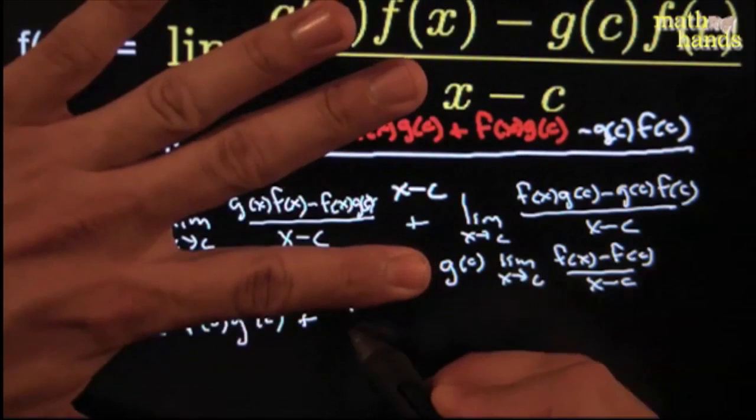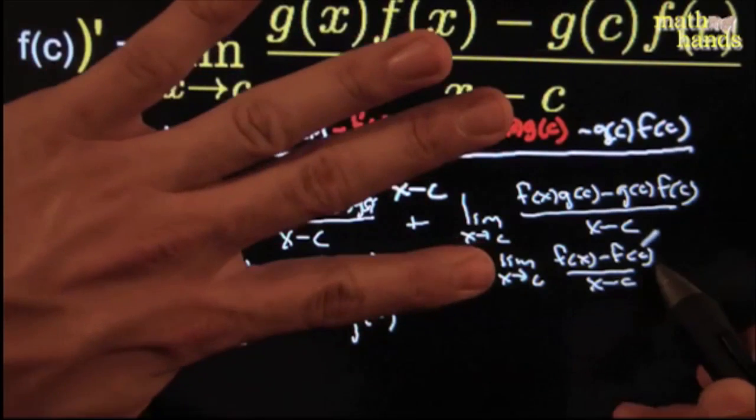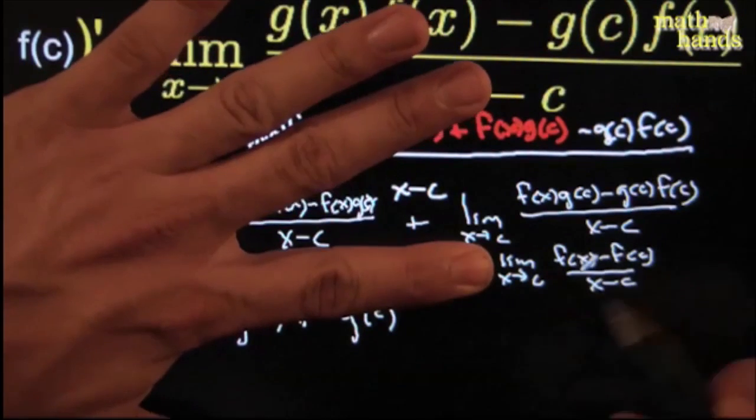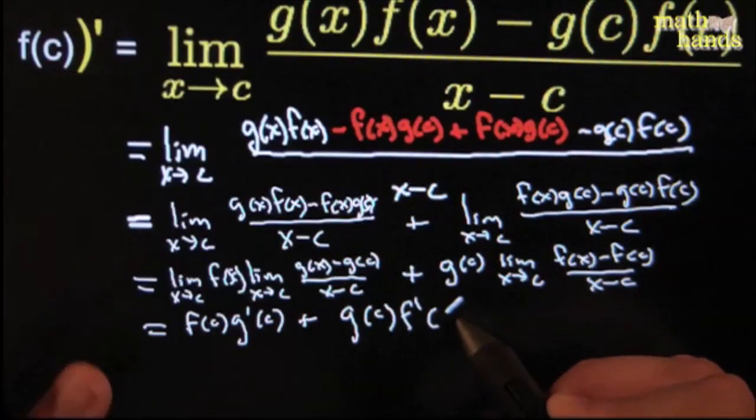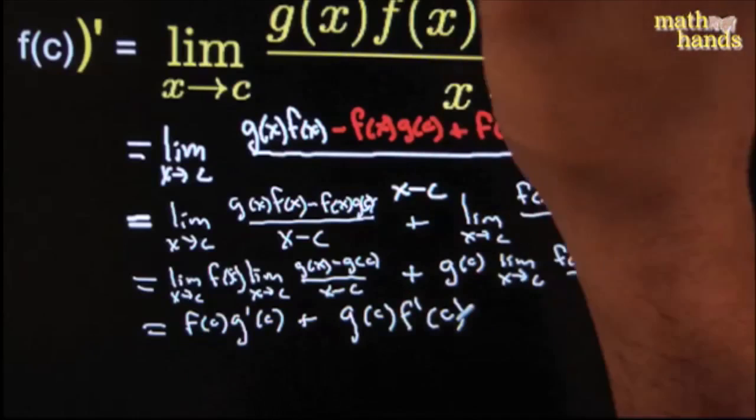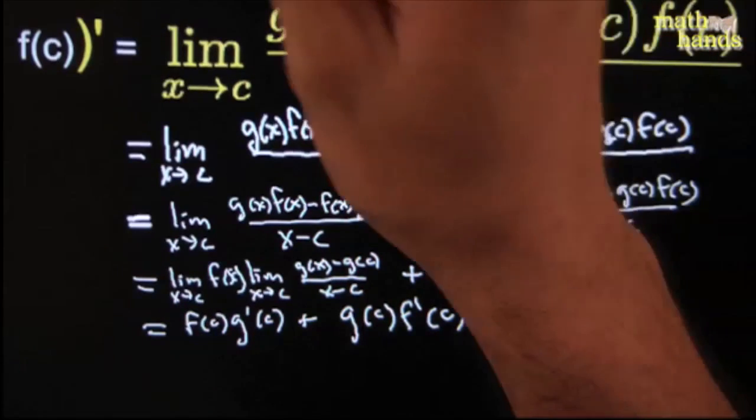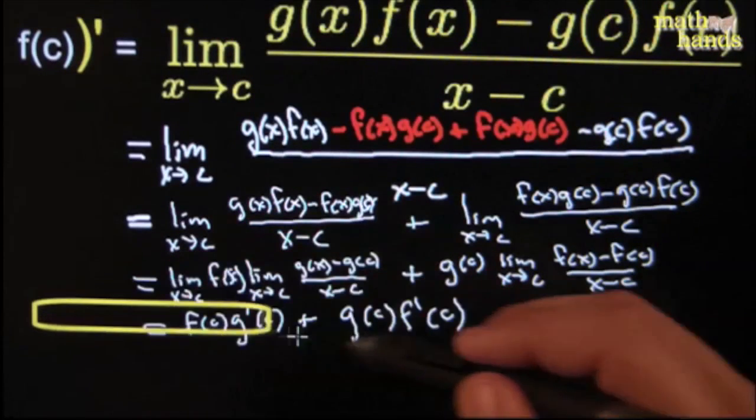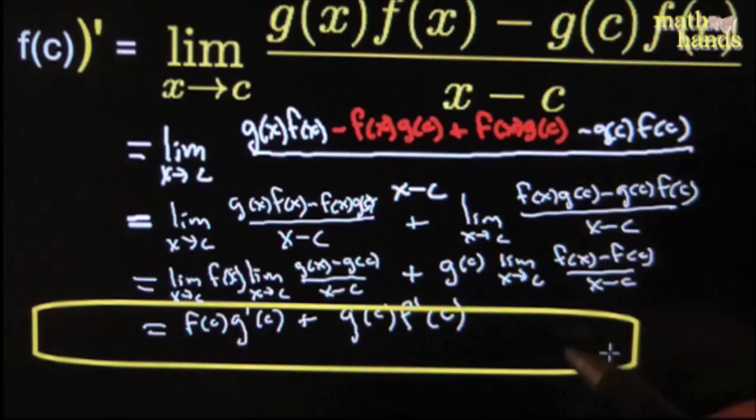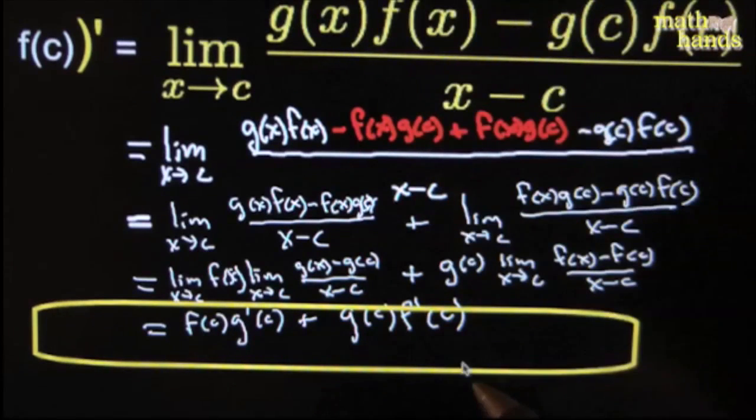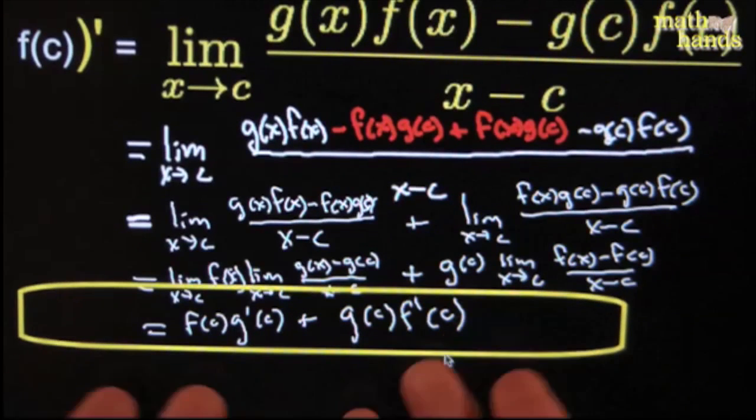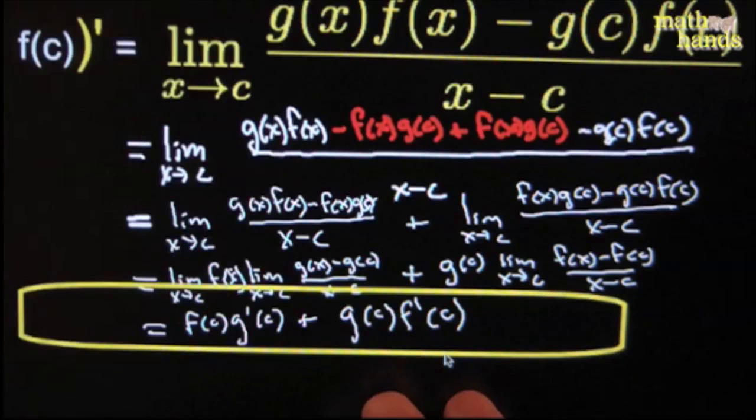Then you go on to here, g of c, and then what does this become? This is incredibly famous. This would be f prime of c, the derivative. And now I can say yippee-ki-yay. Right there, there's my incredibly famous property, the derivative of the product.